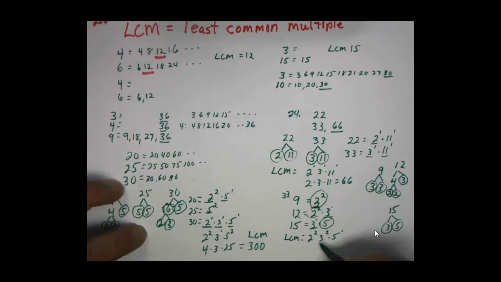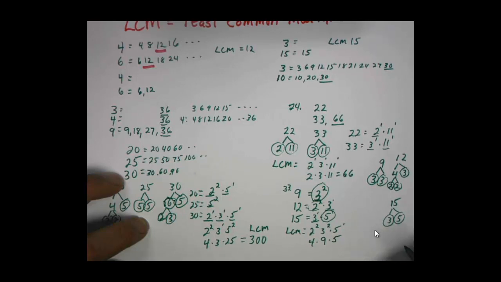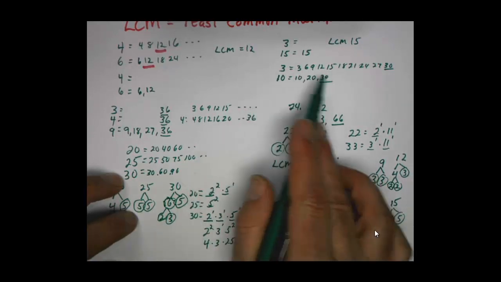We convert it back into its original number. 2 squared is 4. 3 squared is 9. 3 times 3, remember? And 5 to the first is 5. So now we have 36 times 5 is going to give us a total of 180, and that is our least common multiple. Again, you could have done it any of these other methods.